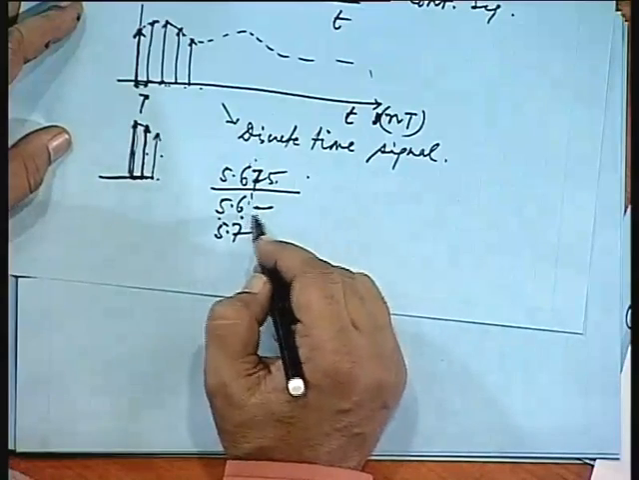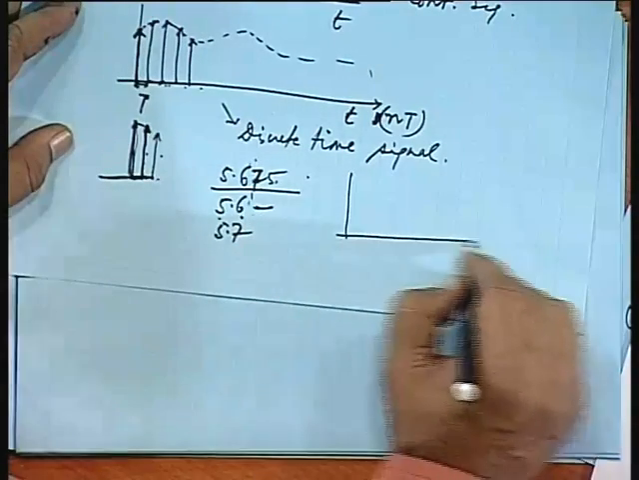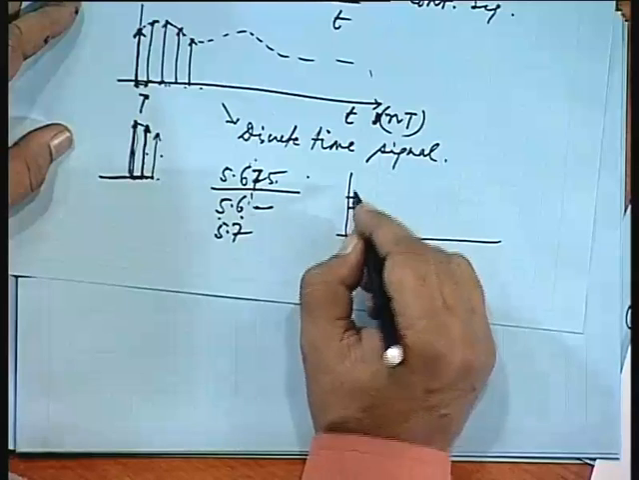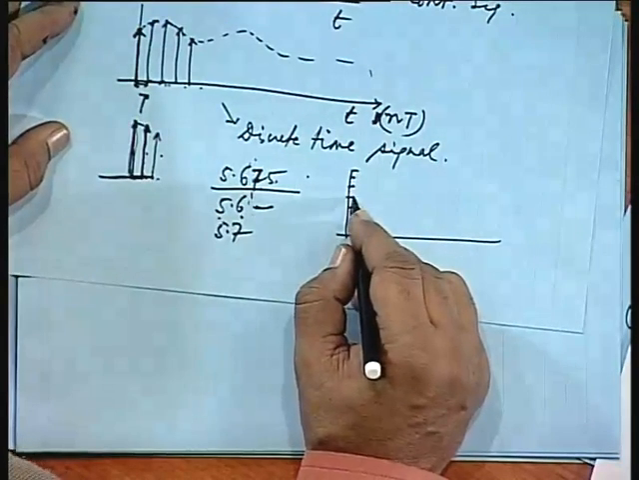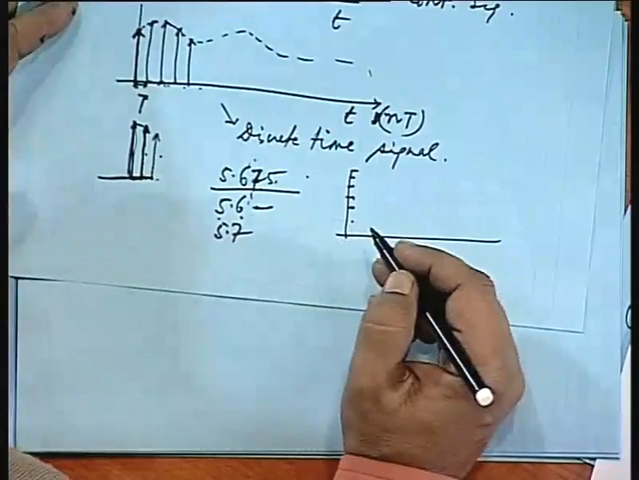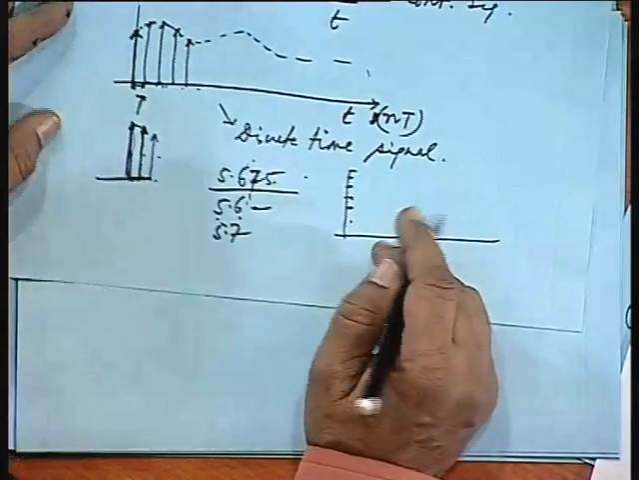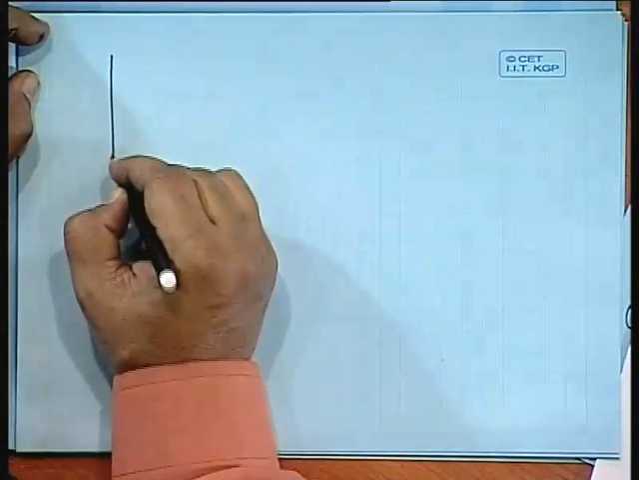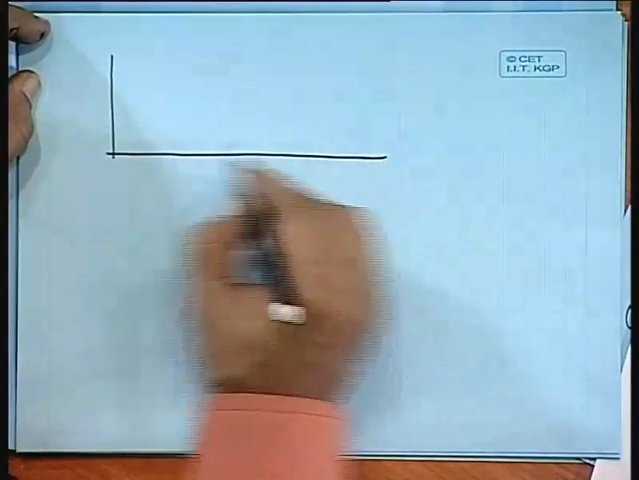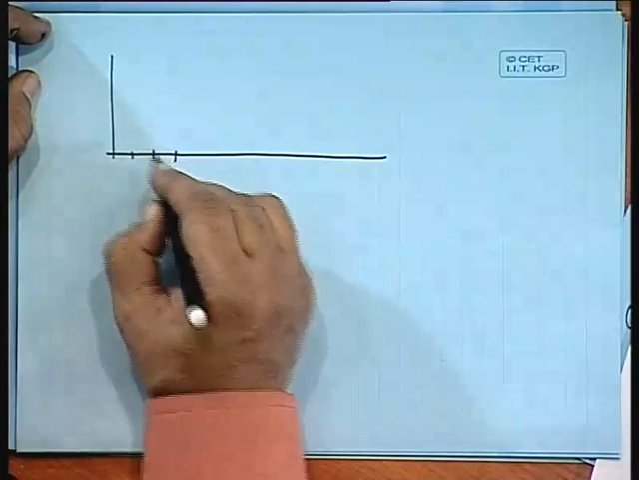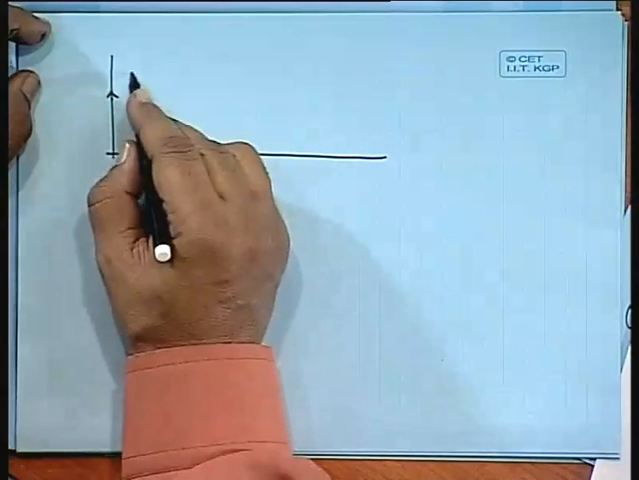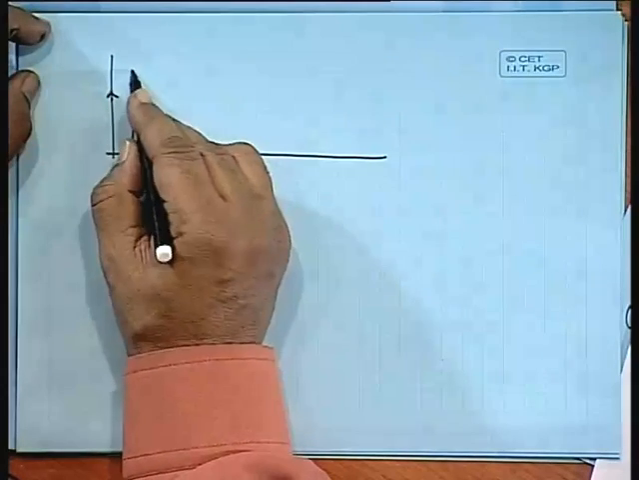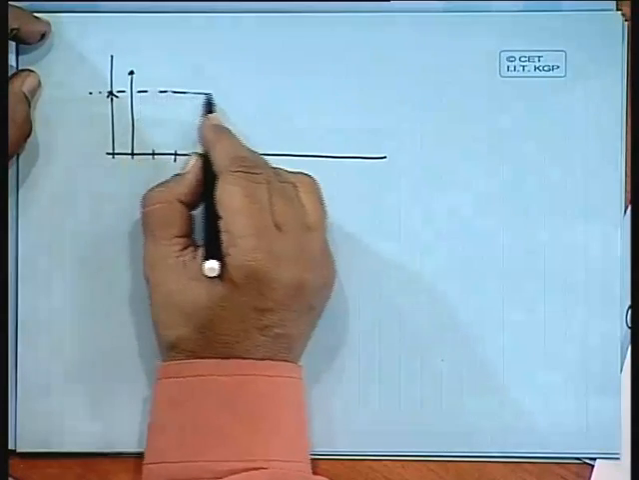Then there will be only certain discrete steps. This is at intervals of 0.1. So I can have either 5.6 or 5.7 or 5.5, but nothing in between. So the values of the signal in such a case will appear like this, maybe at this point it is here, at this point it is here. So these are the levels.